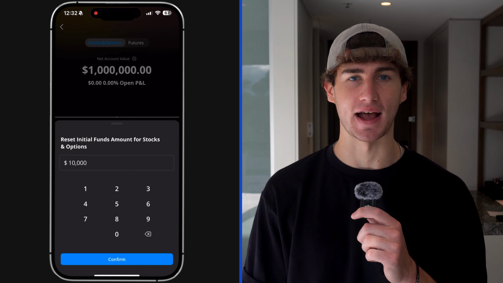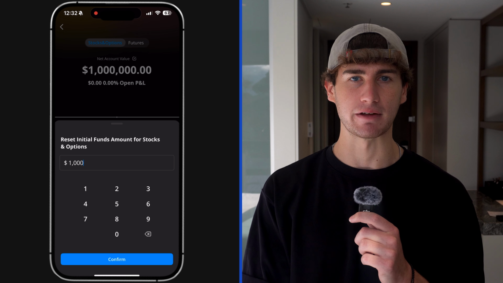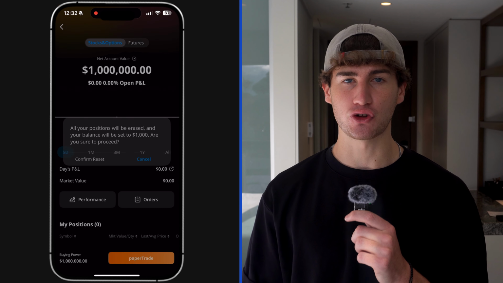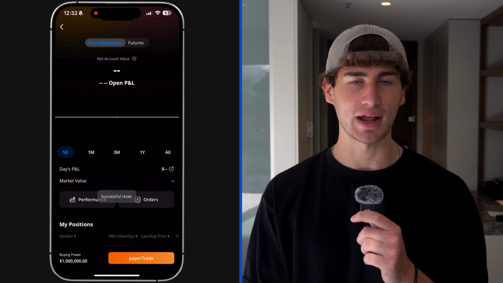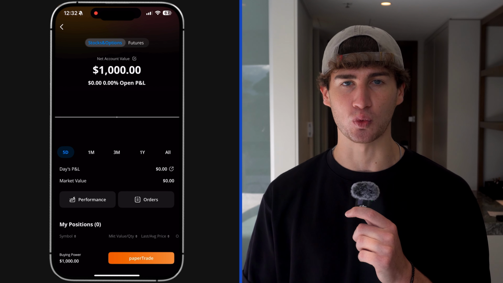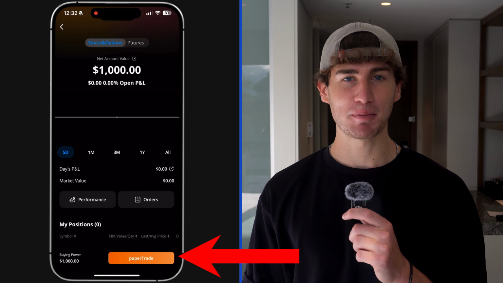To improve fastest though, I'd recommend starting with the amount of money you have to trade in real life. So if you have $1,000, start your paper trade account with that amount and practice growing it like it's the real deal. To buy stock, hit paper trade to search.